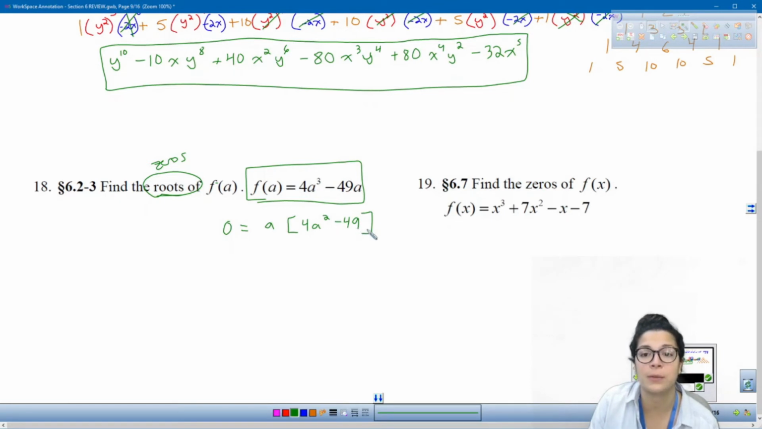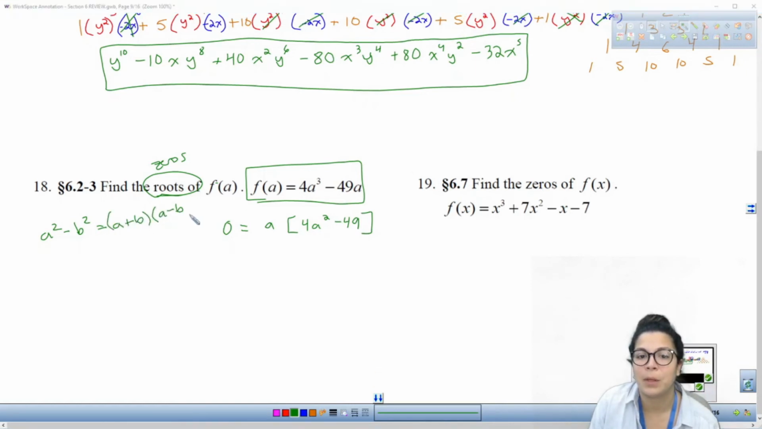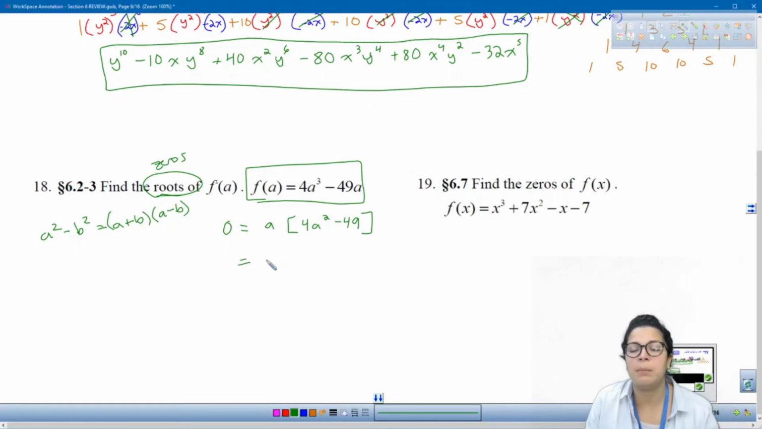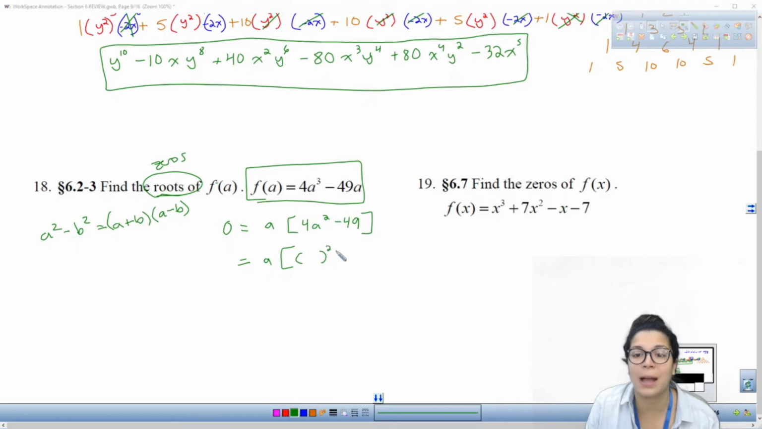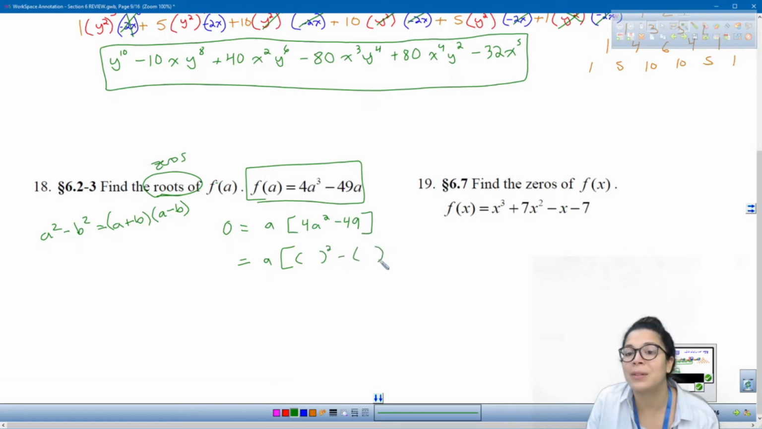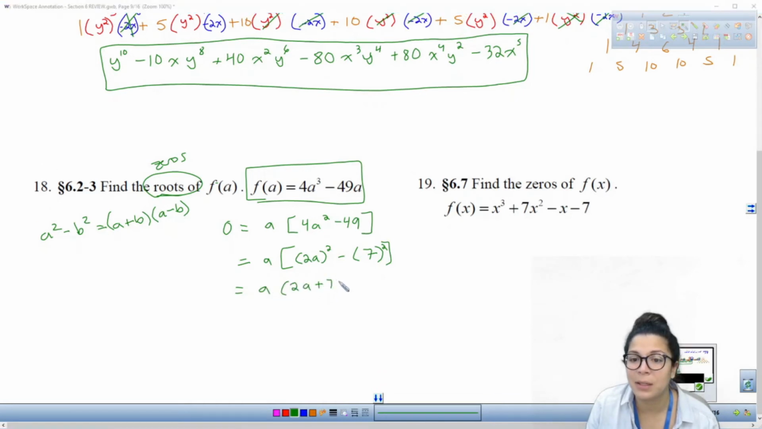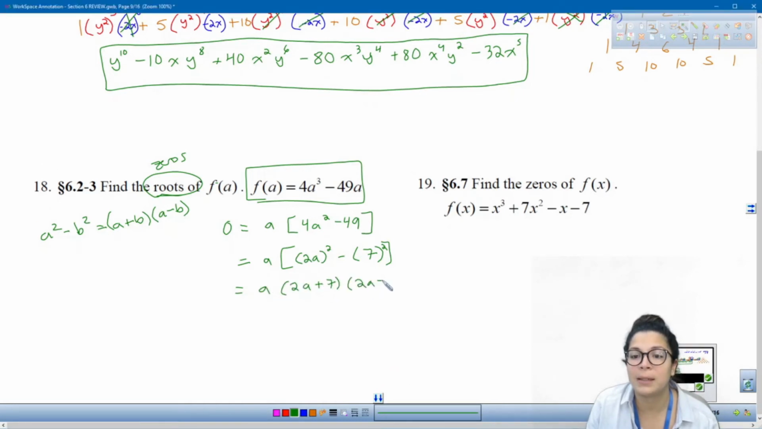So I could use the difference of squares. Remember, a squared minus b squared factors into a plus b times a minus b. So what are the a and b values? Well, a is whatever the first term is as a square, and b is whatever the second term is as a square. So the second term will be 7 squared, so your b value is 7. And the first term will be 2a squared, so your a value is 2a. So this will factor into 2a plus 7 times 2a minus 7.